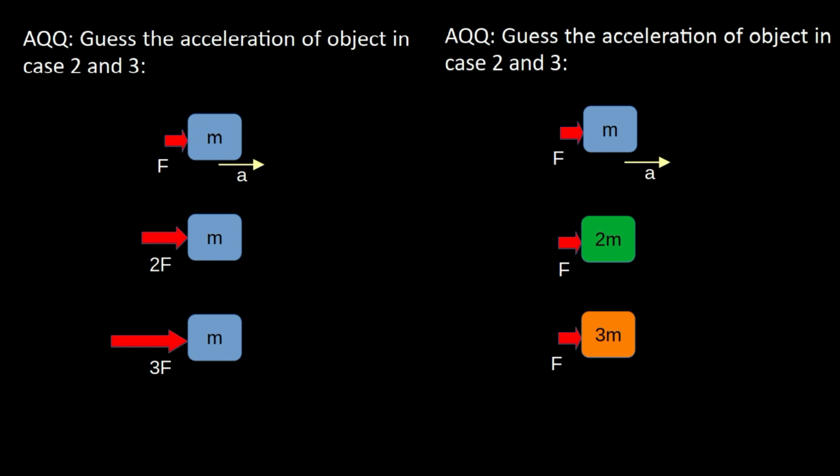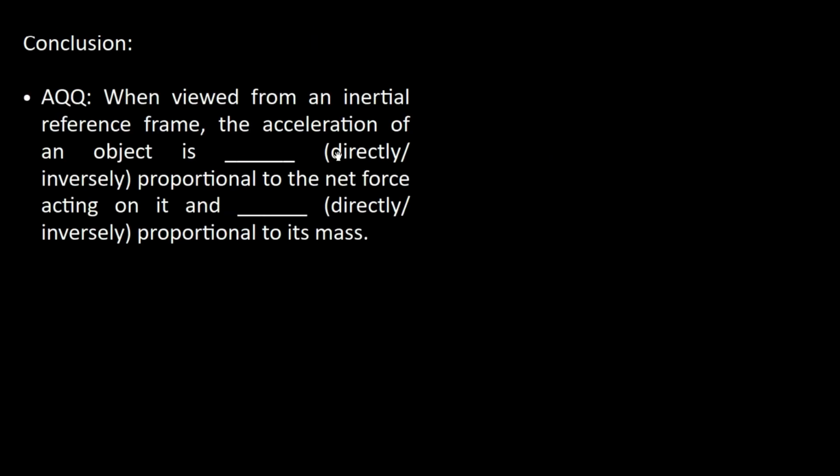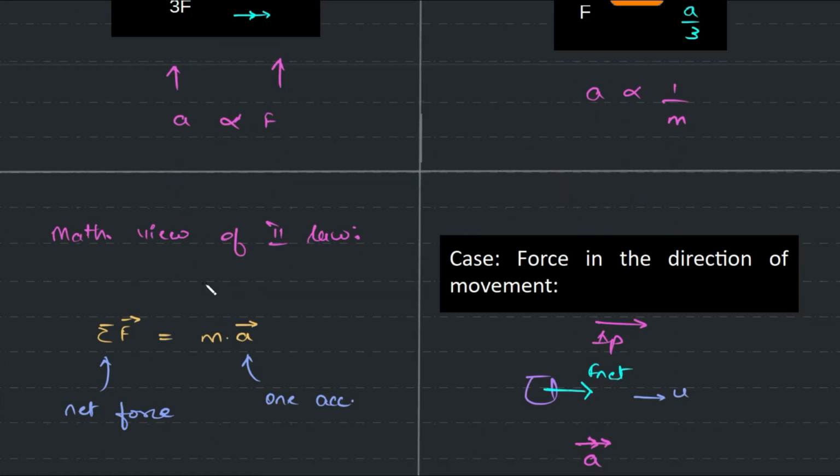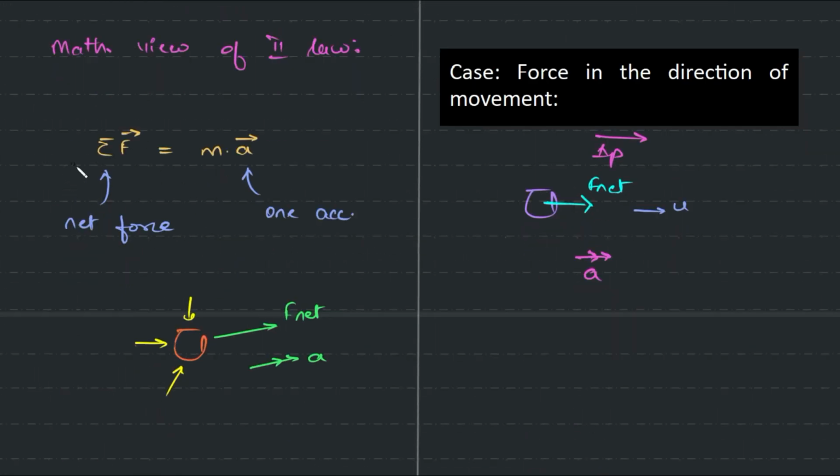And if you have the same force acting on different masses, the one with the lighter mass will accelerate more, and the one with the highest mass will accelerate less. So acceleration is directly proportional to force, and acceleration is inversely proportional to mass. And as a conclusion, this will be your statement. The mathematical statement of Newton's second law looks like this: the net force is equal to mass times acceleration.